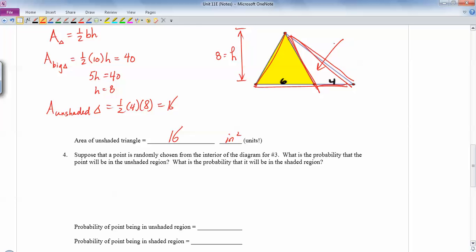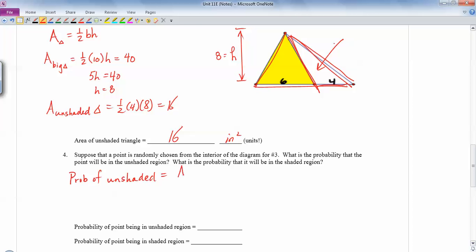So probability, that's like, what's the odds that you picked something out of the white? That's kind of what it means. It's technically not actually the same. What percentage chance do you have of picking the point in the white region? That's really a better way of phrasing it. So the way to figure that out is to figure out, well, what percentage does the white region take up? So to get the percentage the white region takes up, we need the probability of the point being in the unshaded.